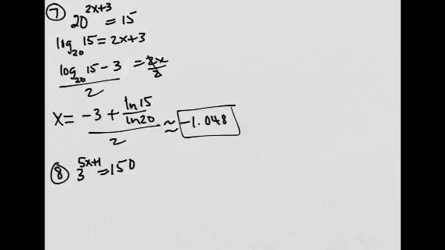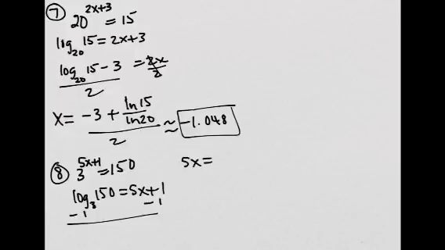Okay, so for number 8, it's log base 3 of 150 equals 5x plus 1. So we subtract 1. And so that gives me 5x equals negative 1 plus ln 150 over ln 3. And then we divide by 5.